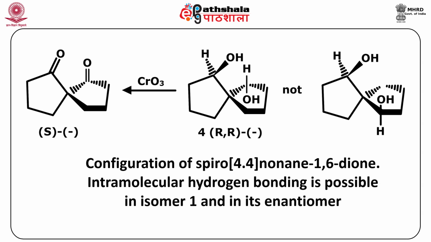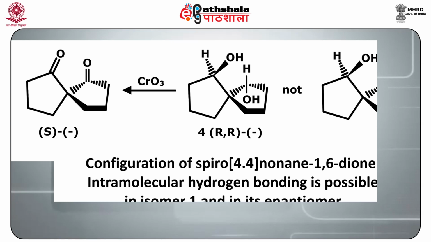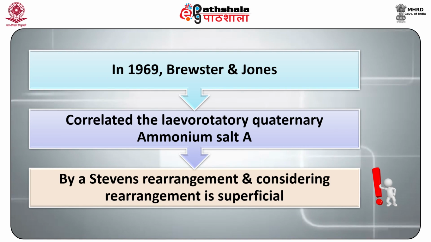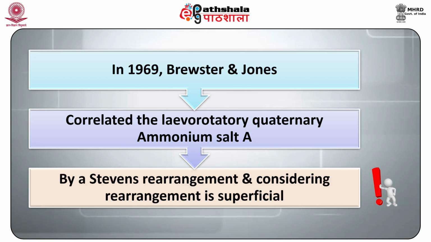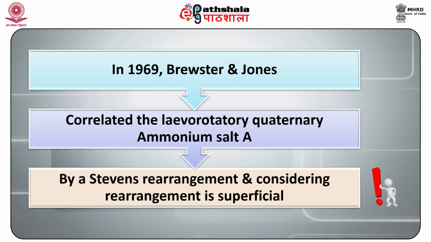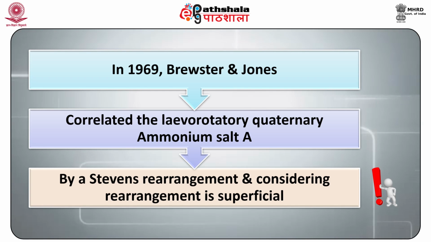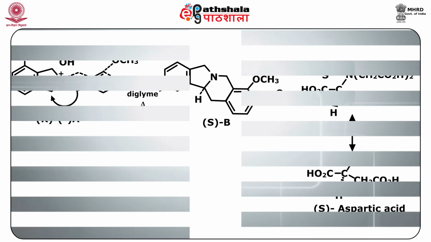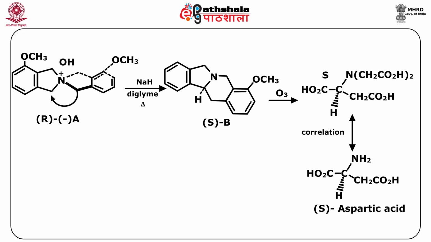basis of the evidence that it does not have any intramolecular hydrogen bonding in its precursor diol and on the basis of correlation of the reductive pattern. In 1969, Brewster and Jones correlated the levorotatory quaternary ammonium salt, shown in the following figure as A, by Stevens rearrangement. You can see the Stevens rearrangement shown here, and considering this rearrangement to happen as suprafacial, the configuration at the stereogenic carbon in the product is then correlated with that of the starting spirane.